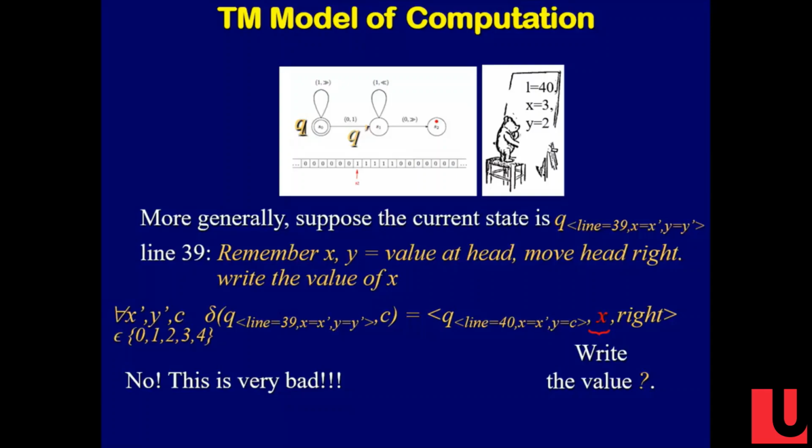What I don't get is, in line 29, it says, remember x, y equals value at head. So x, on the left, you say x equals x prime. Yeah, there's a comma here. Remember x. Y equals the value it had. Move the head right. So the comma means separation of the string. I'm just trying to get it all on the screen.